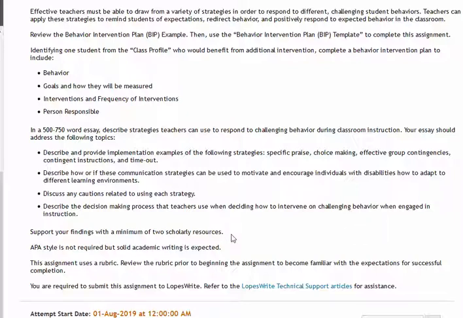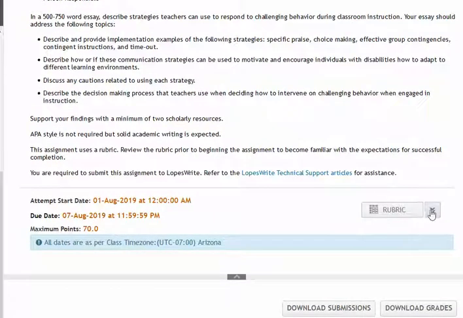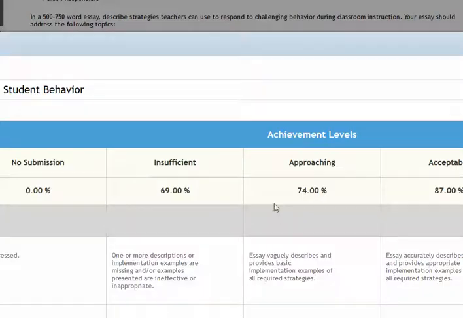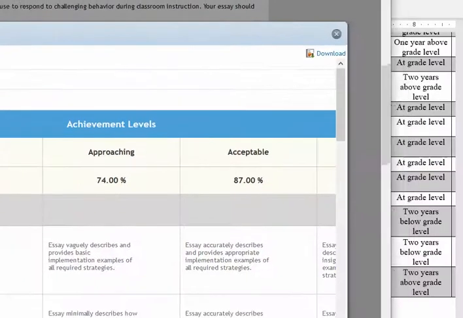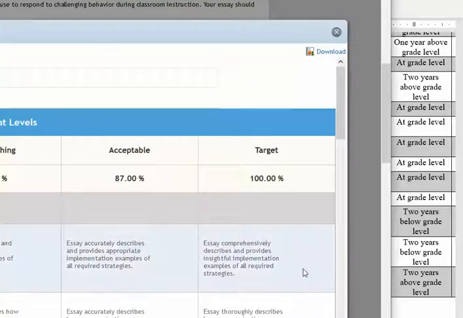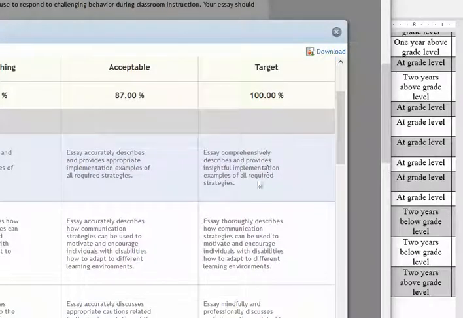Support your findings with a minimum of 2 scholarly resources. Use the rubric. This is the rubric. Okay. So in other words, in order to earn all your points, the essay comprehensively describes and provides insightful implementation examples of all required strategies. So if you accurately describe them, that's sort of the minimum. Here you're doing it somewhat comprehensively. But remember, you only have 500 to 750 words.